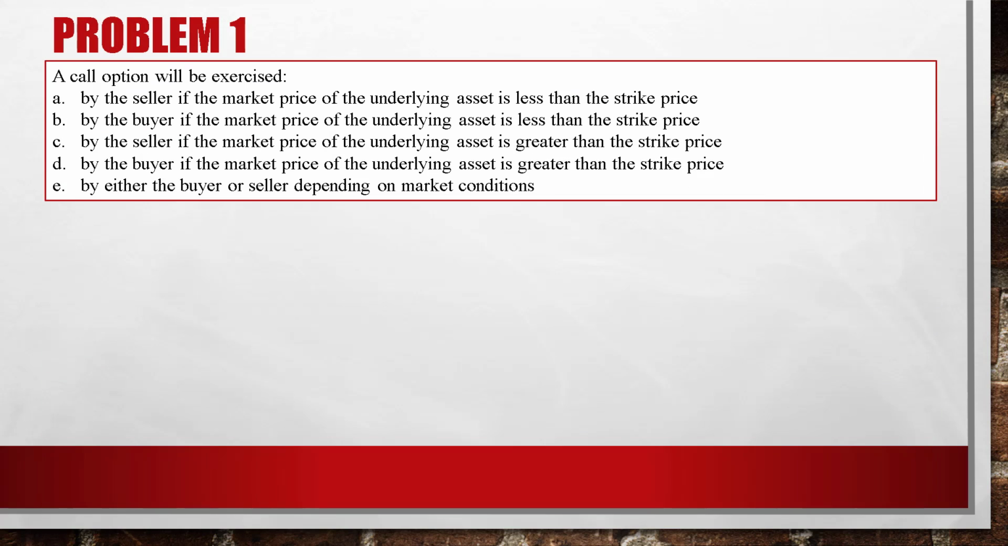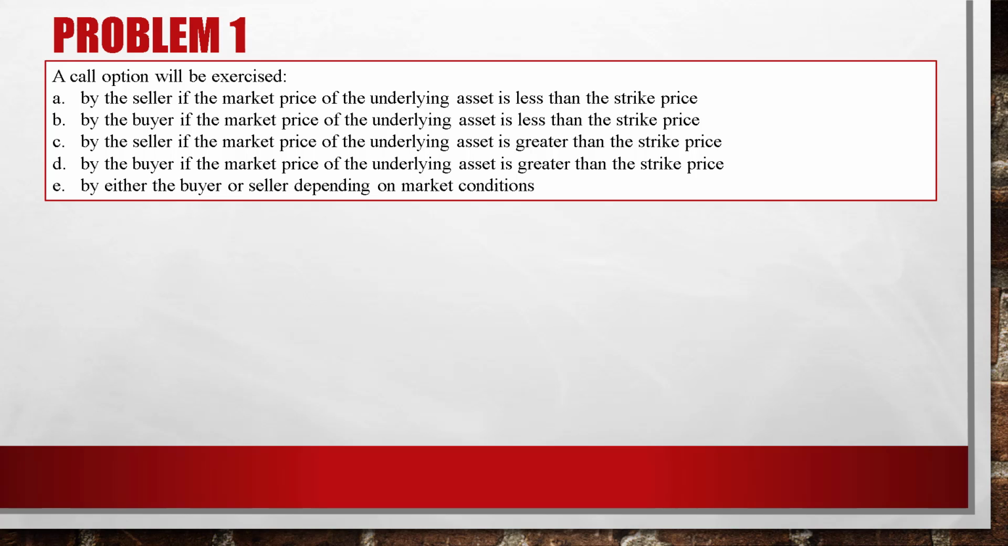A call option will be exercised A. by the seller if the market price of the underlying asset is less than the strike price. B. by the buyer if the market price of the underlying asset is less than the strike price. C. by the seller if the market price of the underlying asset is greater than the strike price. D. by the buyer if the market price of the underlying asset is greater than the strike price. E. by either the buyer or the seller depending on the market condition.